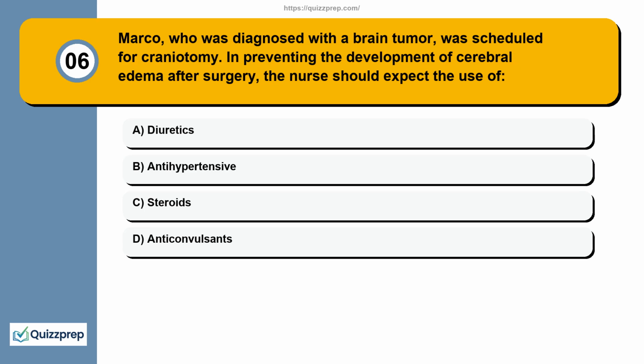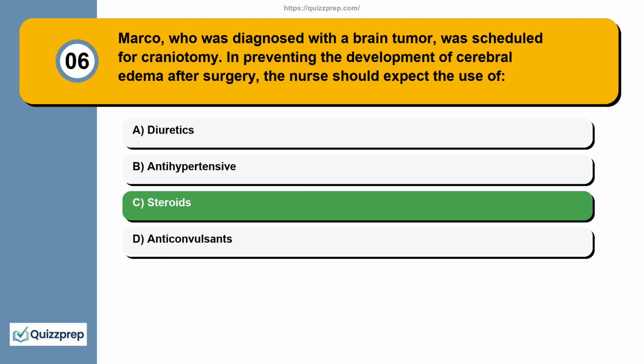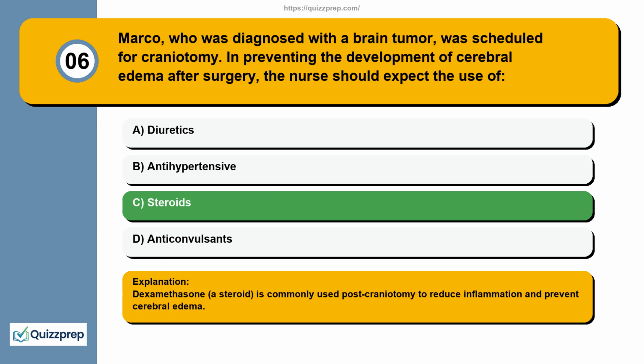Question 6. Marco, who was diagnosed with a brain tumor, was scheduled for craniotomy. In preventing the development of cerebral edema after surgery, the nurse should expect the use of diuretics, antihypertensives, steroids, anticonvulsants. Dexamethasone, a steroid, is commonly used post-craniotomy to reduce inflammation and prevent cerebral edema.